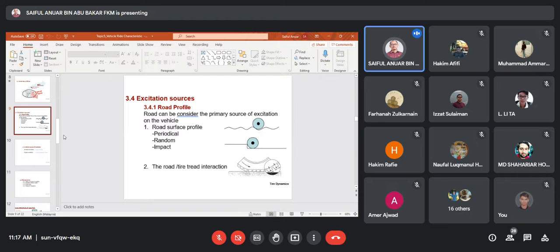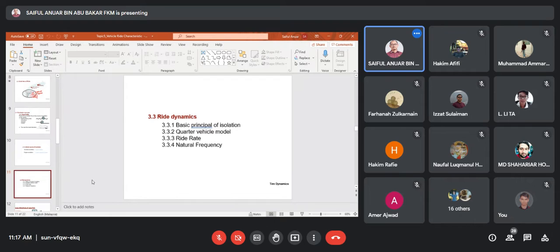But for this vehicle dynamics subject, we're just going to focus on the source of excitation which comes from the road, and how we're going to isolate that source of excitation from reaching the passenger inside the vehicle cabin, the passenger cabin.